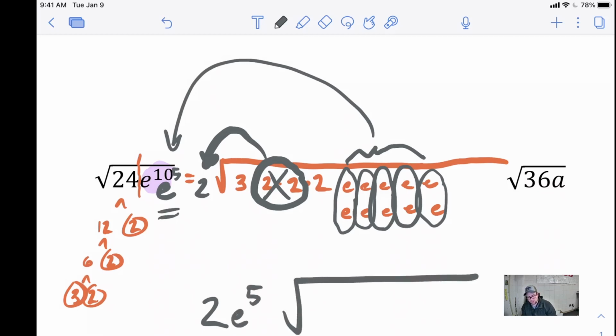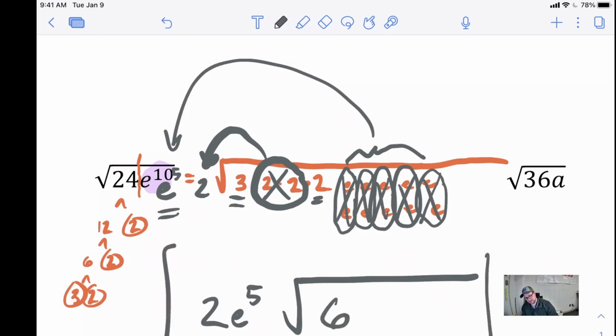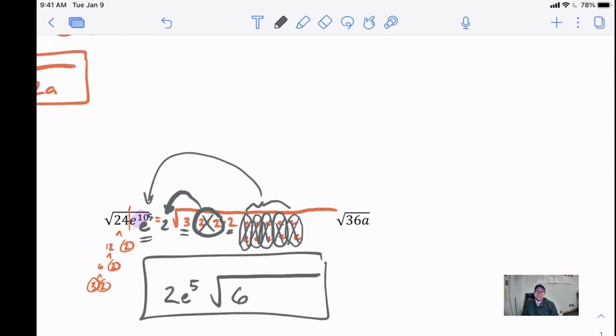And then what was left over inside? Well, these are all gone because they got pulled out. They got 2 for 1. So we just have a 3 and a 2, which multiply to give us a 6. So this will be our final answer. Let's do one more of these together.